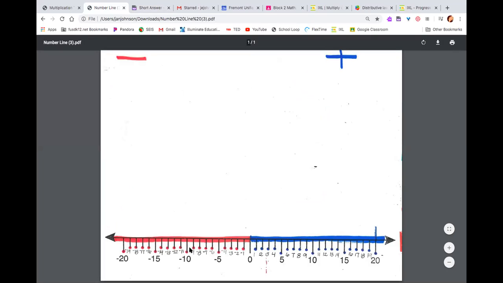So my start is -8, and then I'm minusing 8. So am I going to the right or to the left? To the left. So we can say 0, 1, 2, 3, 4, 5, 6, 7, 8. My answer is? -16.